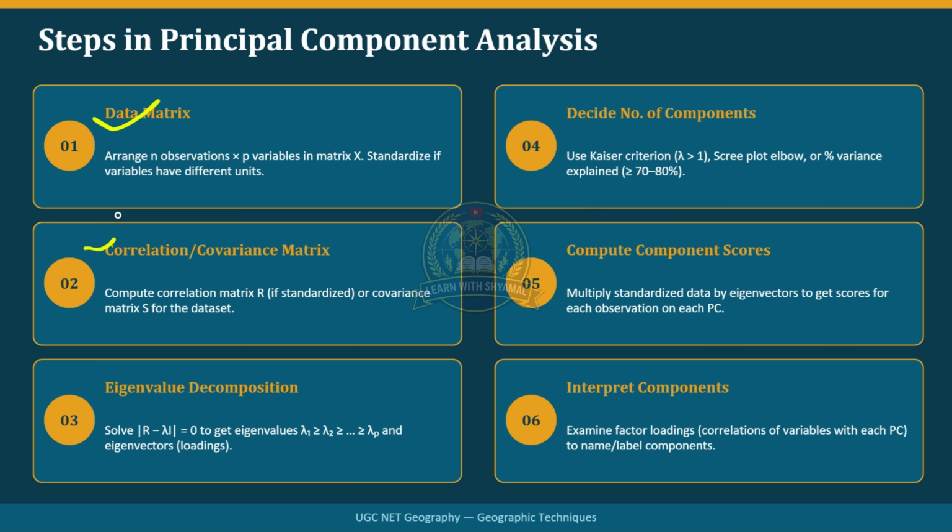Then eigenvalue decomposition: solve determinant of R minus lambda I equal to 0 to get eigenvalues, this is the symbol, and eigenvectors, loadings. Decide the number of components: use the Kaiser criterion, this is the formula, and scree plot elbow or percentage variance explained, more or less 70% to 80%. Then compute component scores: multiply standardized data by eigenvectors to get scores of each observation on each PC. Interpret components: examine factor loadings, correlations of variables with each PC, to name or label components.